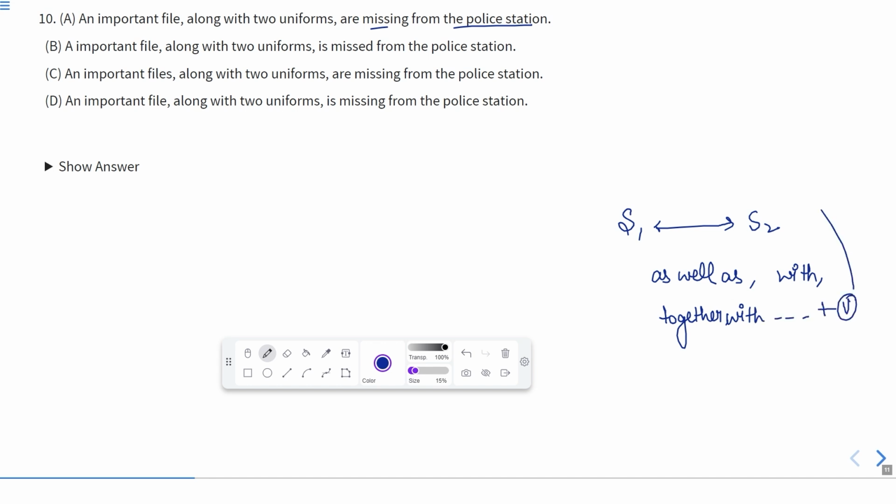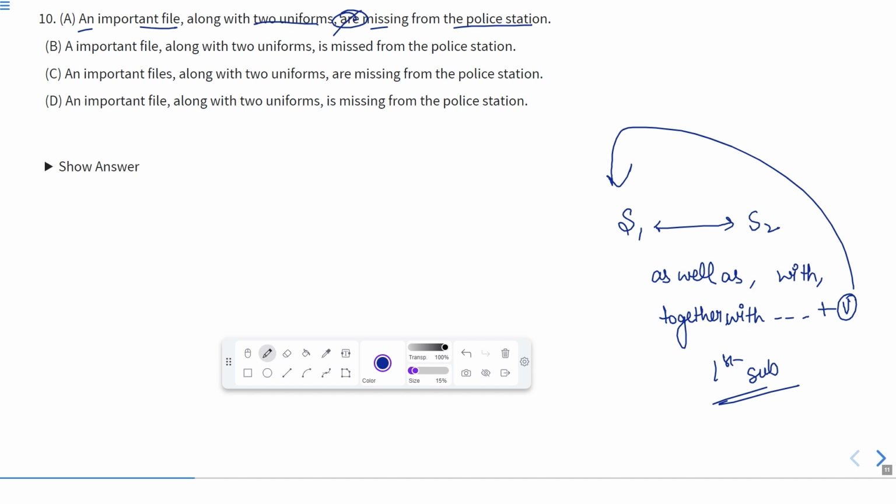The verb depends on the first subject only. In this situation, the verb depends on the first subject. It means if the first subject is singular, we need to write the singular form of the verb. If the first subject is plural, we need to write the plural form of the verb. Now, if you talk about the first part, that is A sentence, an important file along with 2 uniforms are missing. We have to look for the first subject, that is an important file, which is singular. So this "are" is incorrect over here.